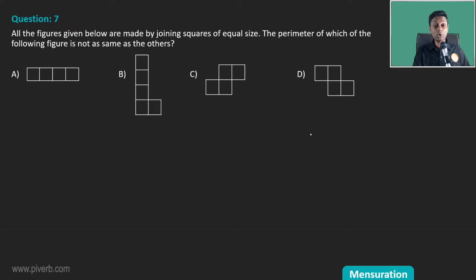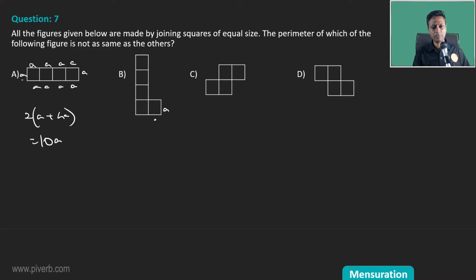All the figures given below are made by joining squares of equal size. The perimeter of which of the following is not the same as the other? The square of side A. The perimeter would be A plus 4A plus A plus 4A, or 2 times A plus 4A, which is 10A.